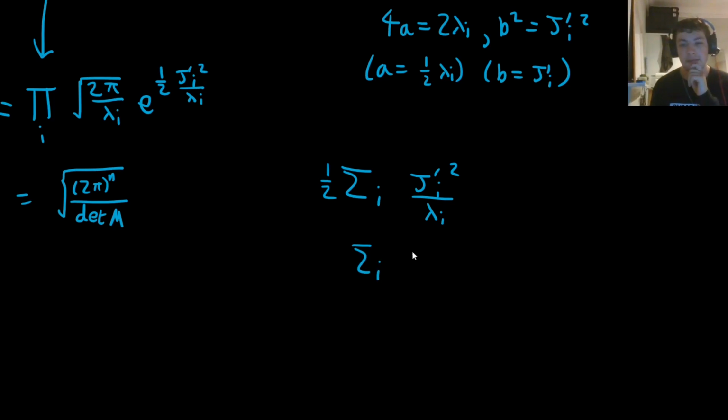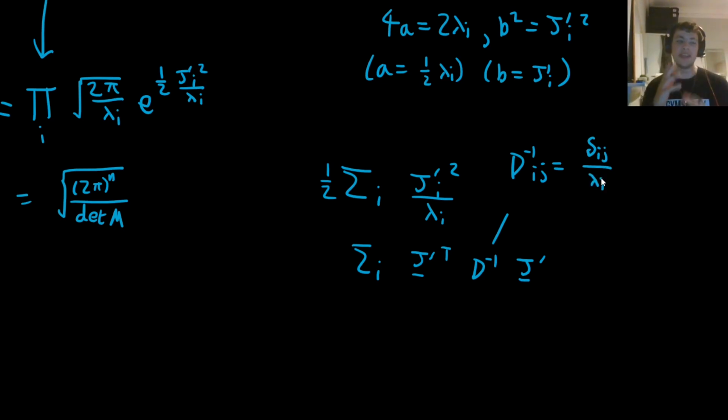Well, that's the sum over i of j primed transpose D inverse j prime. Okay, because D inverse ij is just delta ij divided by lambda i. If you multiply these together, you see that we get two diagonal matrices, so we just multiply them component-wise. Lambda i times 1 over lambda i is 1. So we can write this as times plus a half here.